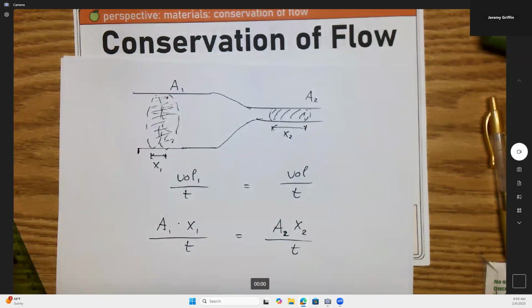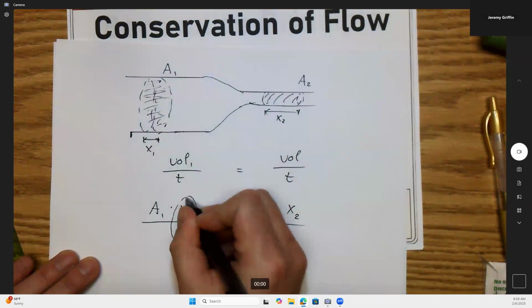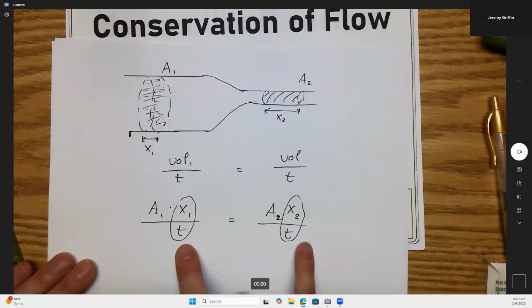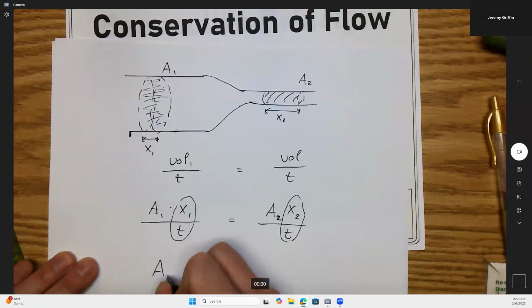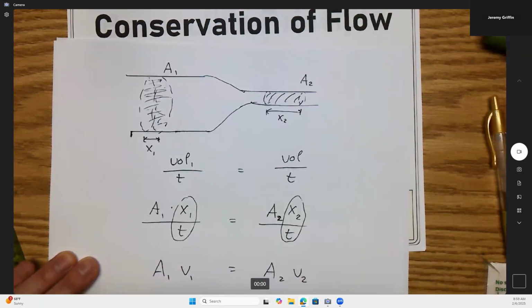You guys can believe that? Okay. Now, what is this right here and that right there? What's distance over time? Speed. Aha. You guys see cross-sectional area times speed? That product is the same everywhere in this pipe system. Aha. You guys see that? So, cross-sectional area times speed.